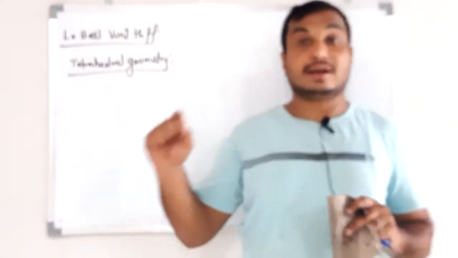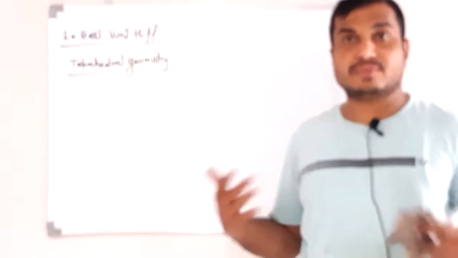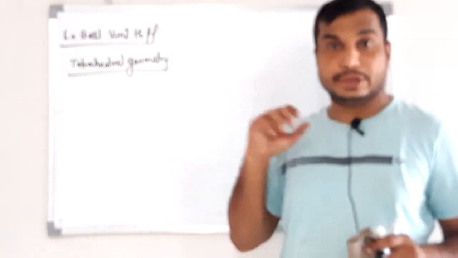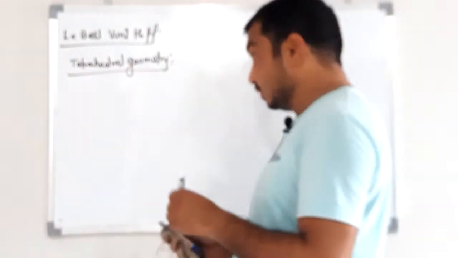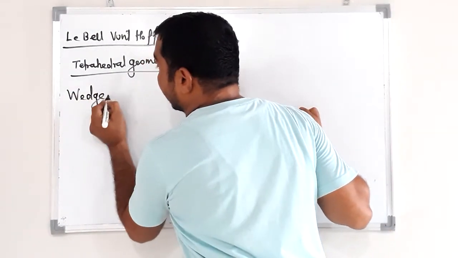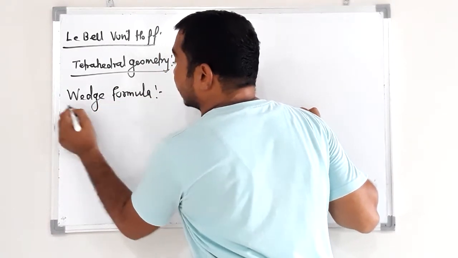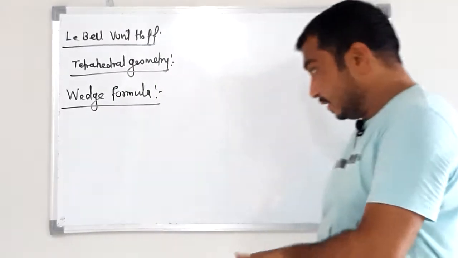Now, there are different methods or techniques to draw an organic compound, to draw a carbon compound, or different formulas to represent an organic molecule. One of the formulas is the Wedge formula, or Wedge representation. I will explain.